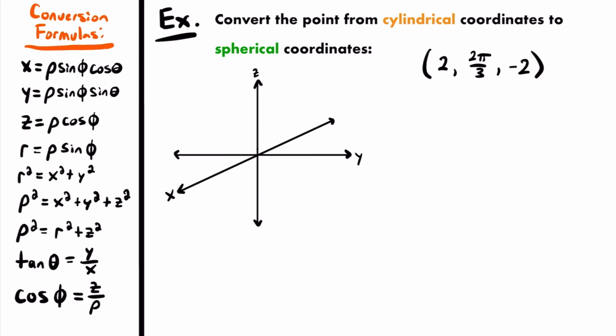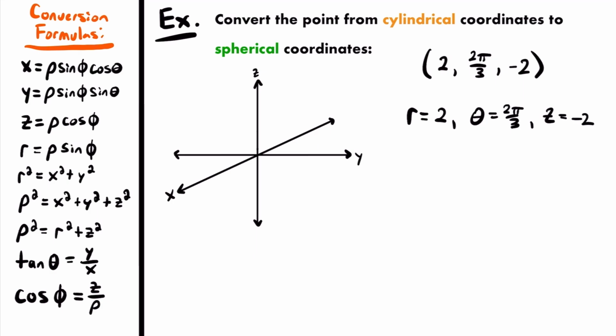All right, so for this example, we want to convert the point from cylindrical coordinates to spherical coordinates. And our cylindrical coordinates are 2, 2 pi divided by 3, and -2. All right, so remember, cylindrical coordinates are in the form of r, theta, and z. So we have r equals 2, theta equals 2 pi divided by 3, and z equals -2.